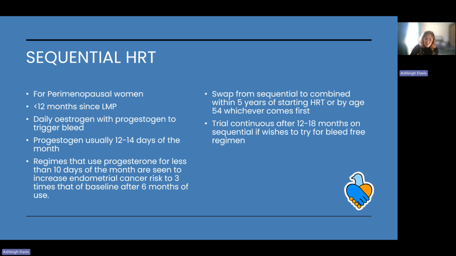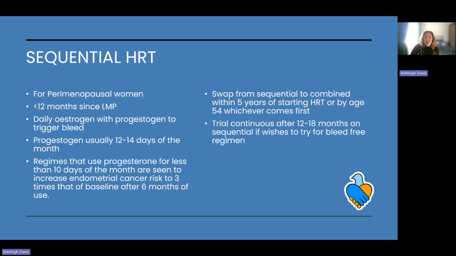Sequential HRT. This would be for a perimenopausal woman, which would be defined by it being less than 12 months since their last menstrual period. They would have daily estrogen with progesterone to trigger a bleed. The progesterone should be prescribed for 12 to 14 days of the month.